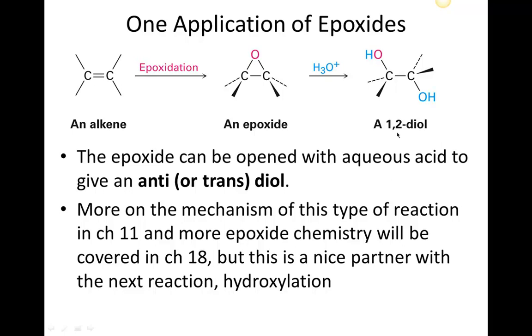OL is for alcohol. So it's a 1,2. And again, the numbers here don't necessarily refer to the chain numbers that you would use for nomenclature purposes. It's really that they're on adjacent carbons. And they're on opposite sides, or anti to each other, or trans to each other. Why that is, is a mechanistic detail we'll learn more about later, but it's shown in this chapter because it's another reaction that partners with something else in this chapter, which we're going to talk about now, called hydroxylation.